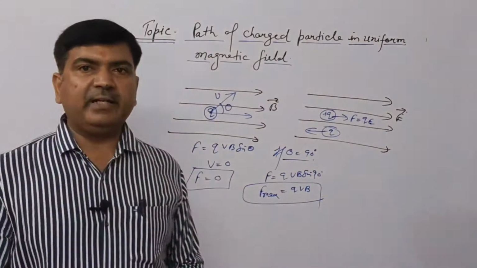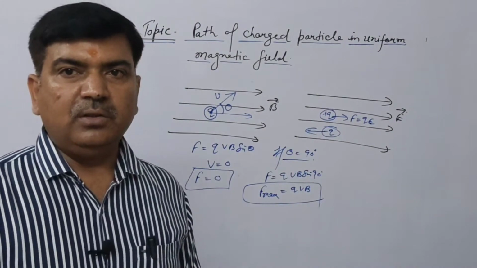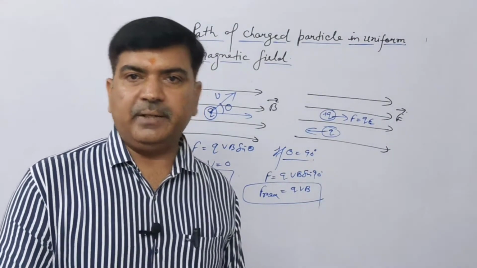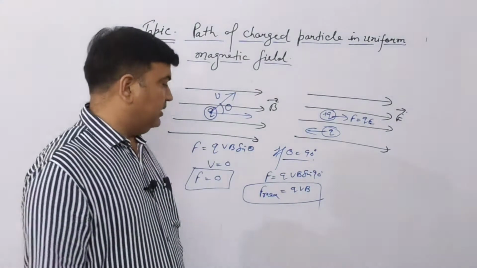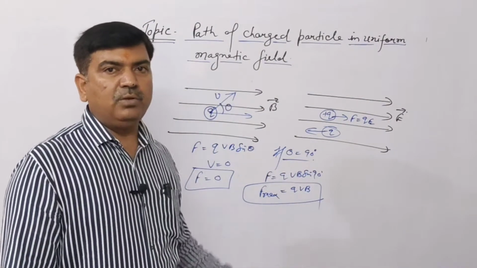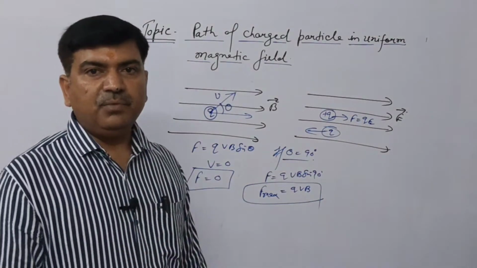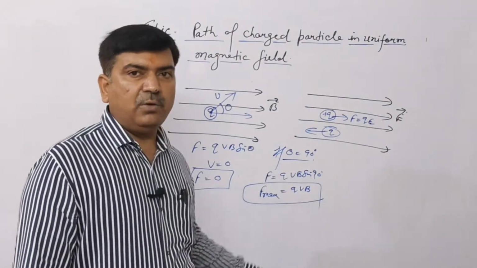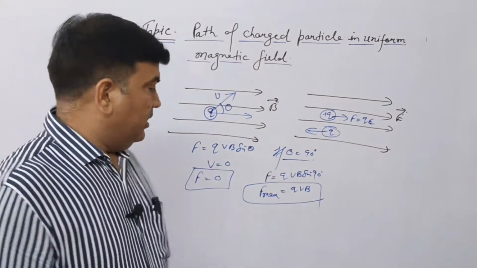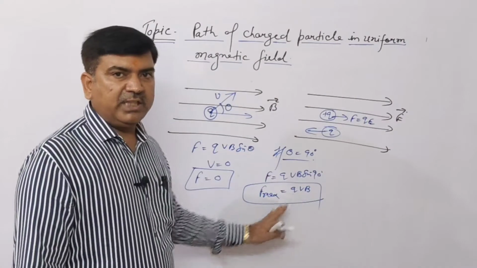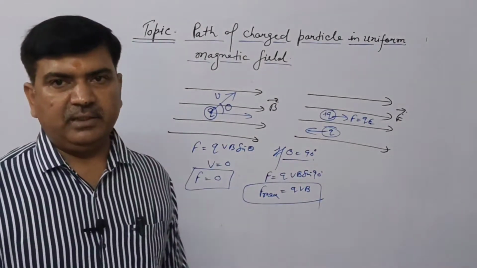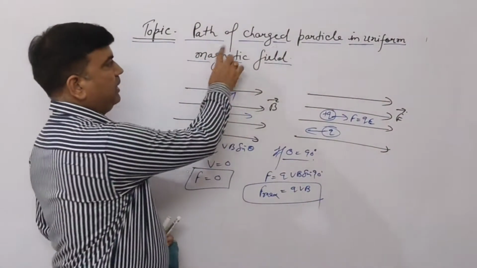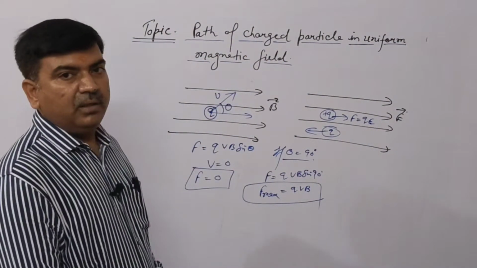So in this case, the magnetic force is maximum when the charged particle moves perpendicular to the direction of the magnetic field. Inside the magnetic field, the force is maximum and equal to qvB, where q is the charge, v is the velocity of the charged particle, and B is the intensity of the magnetic field. So now it is clear how the force is applied on the charged particle. It is F equal to qvB sine theta. And now we discuss the topic. Everyone see the path of the charged particle in uniform magnetic field.